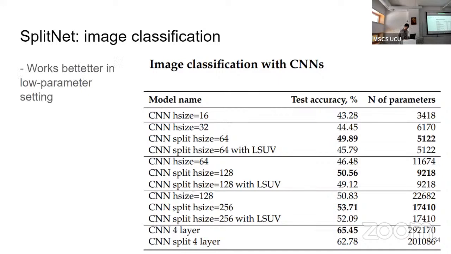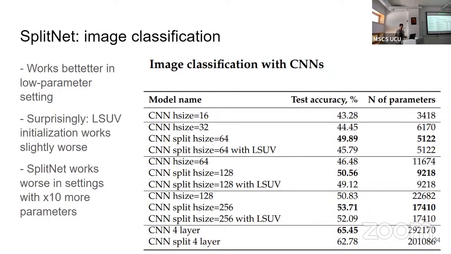And it can be seen that in the low parameter setting, split activations really outperform the classical approach, but in the large parameter setting, more like what I commonly use in big networks on big datasets, this gap goes in the opposite way.